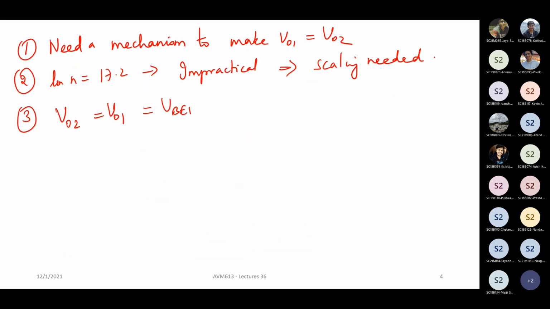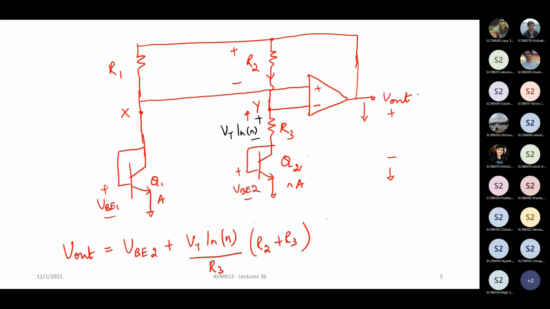Now, what was our first problem? We needed a mechanism to make V01 equal to V02. That we have found out: a mechanism which is basically to put a feedback loop, a negative feedback loop with an op amp around it, right?